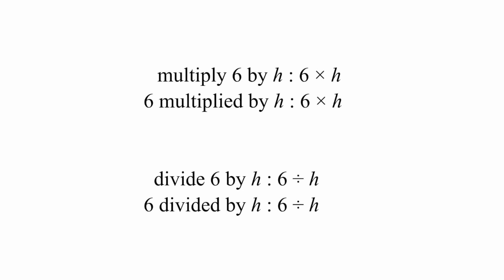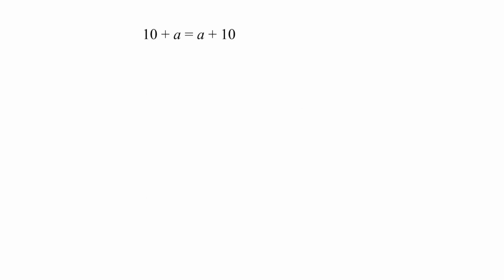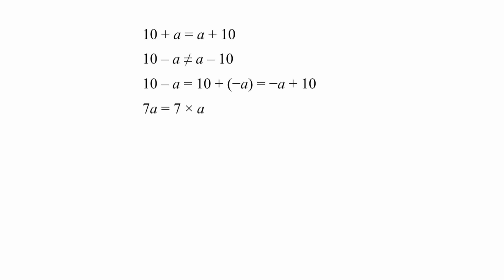At this stage, it is important to model the correct notation and algebraic conventions to students. Some of the key algebraic conventions students need to be familiar with include 10 plus a is the same as a plus 10 due to the commutative law of addition. 10 minus a is not the same as a minus 10. The order matters for subtraction, but 10 minus a is the same as 10 plus negative a, and so the same as negative a plus 10.